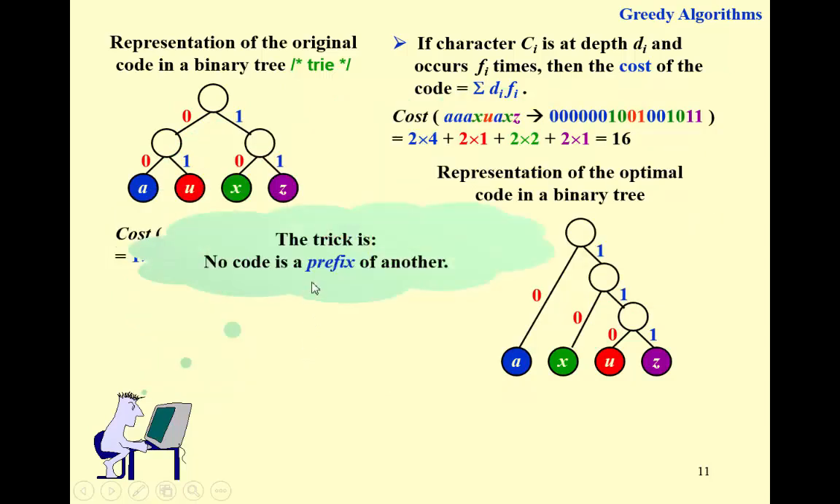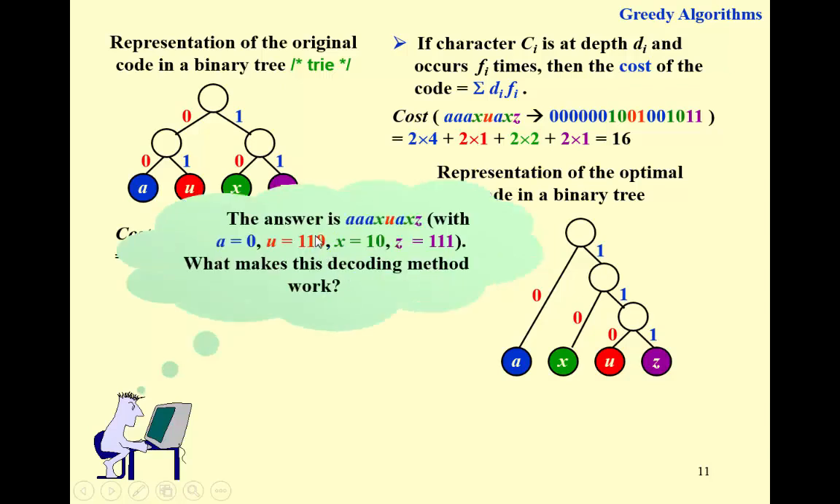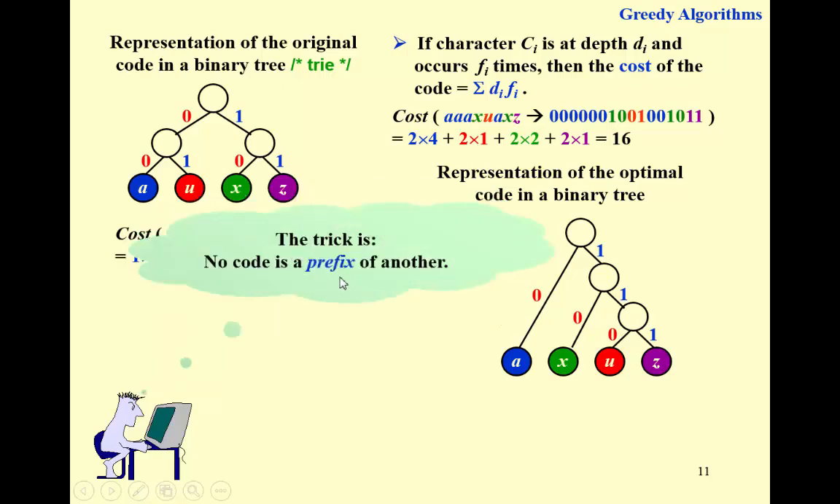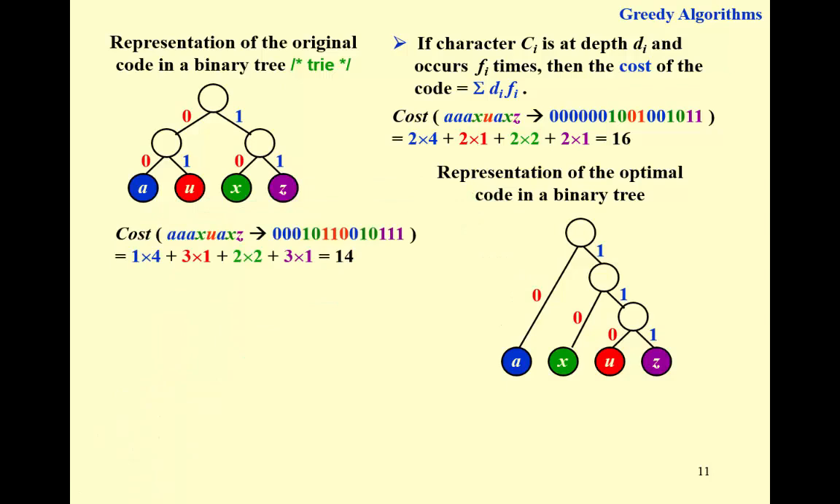Okay, so here's the trick. The trick is no code is a prefix of another. Prefix means, for example, if we replace 1 by 0, we'll get 1, 0, 0. Then X is 1, 0, that X will be a prefix of U, and that will make this decoding impossible. Okay, that's what this prefix means.